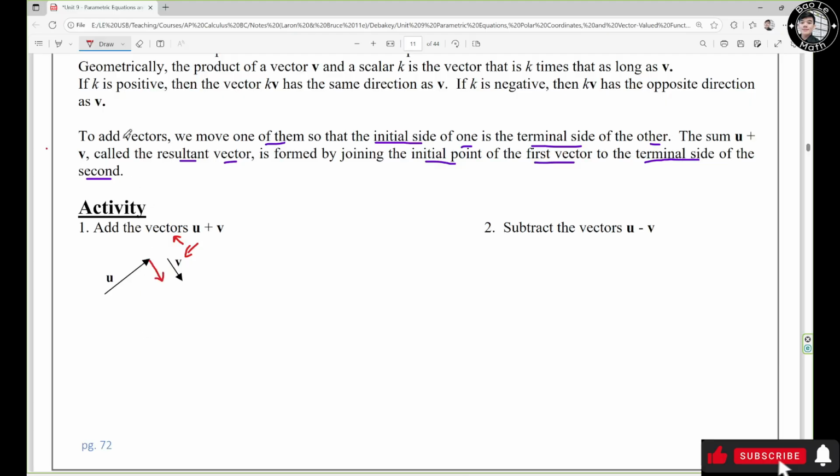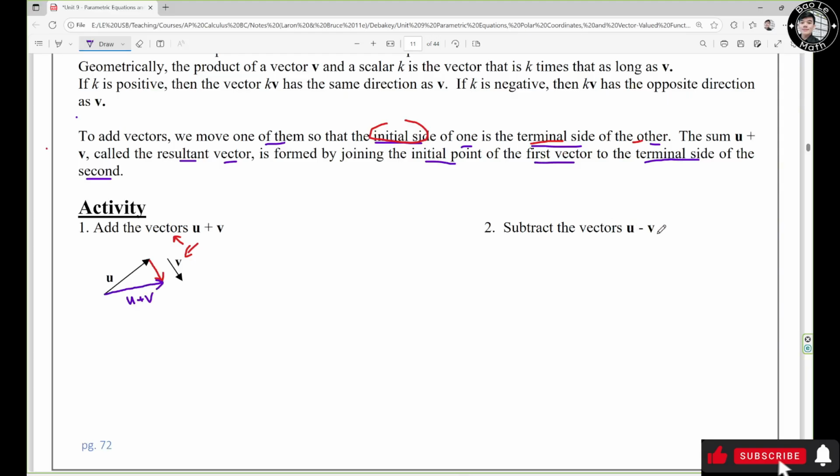Look, to add vectors, we move one of them so that the initial point of this vector right here, the red vector, is the terminal point of the other, the terminal point right here. See? Then u plus v is this guy right here.